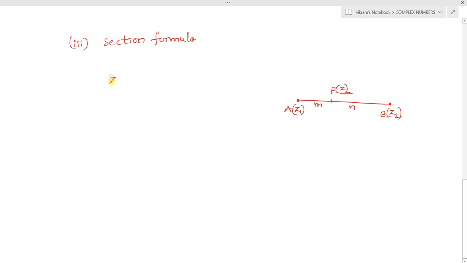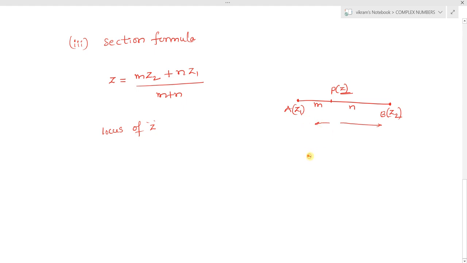Then we can write it as Z equals m times Z2 plus n times Z1, by m plus n. That is the section formula, and we can represent this as the locus of Z. Z is over here. Now you can move Z towards the A side or towards the B side.